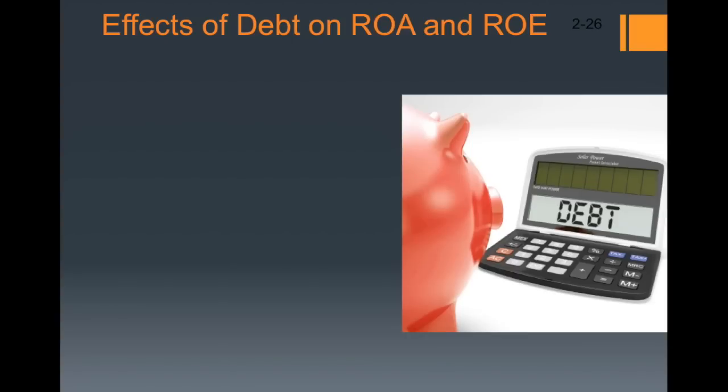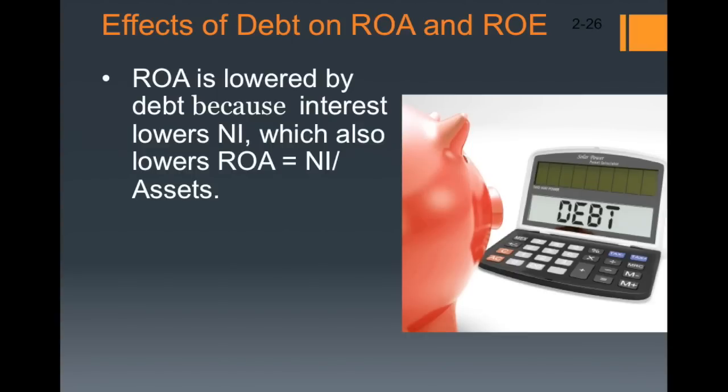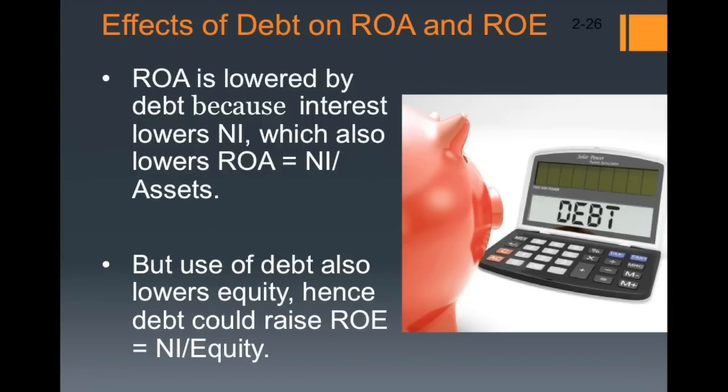Let's look at some specific ratios. ROA is return on assets. Return on assets is net income divided by total assets. ROE, return on equity, is net income divided by common shareholders' equity.